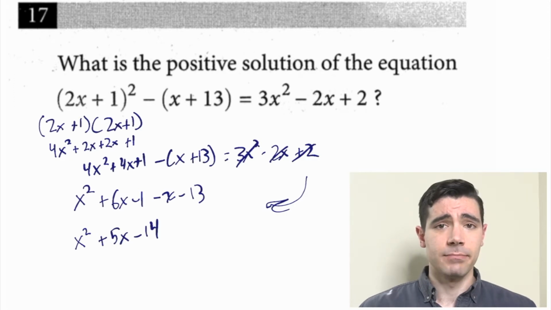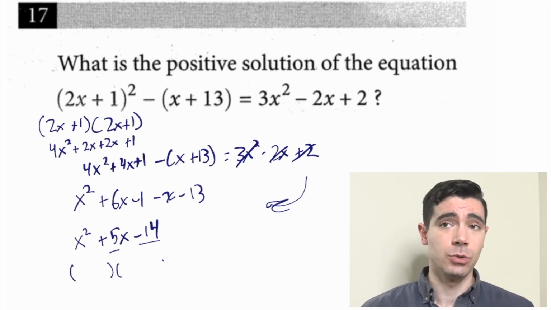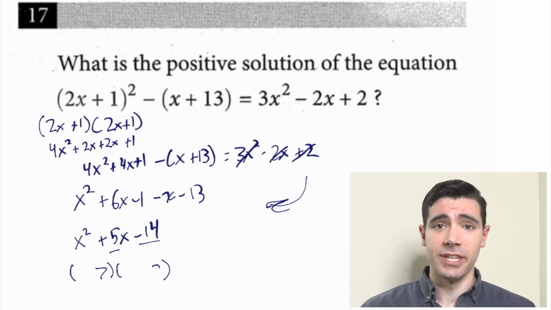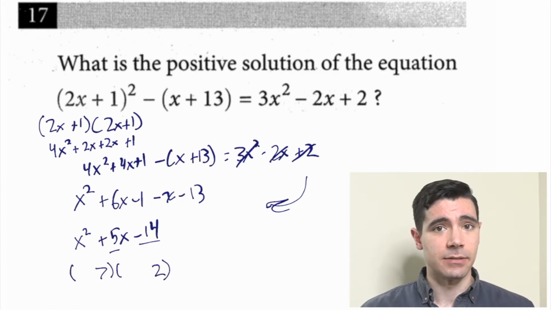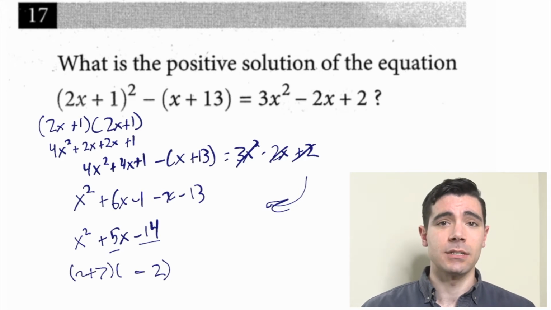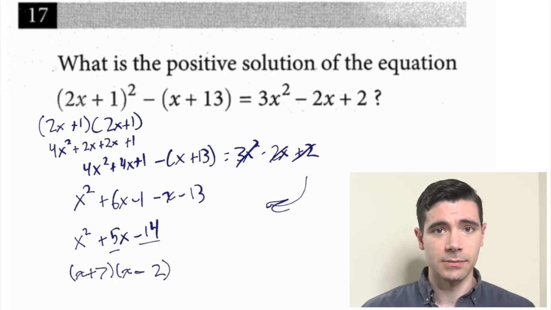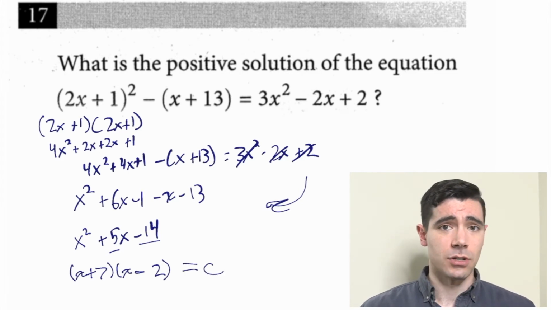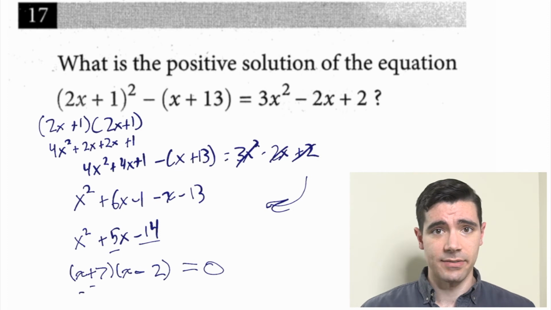And now it's factoring time. We're looking for two numbers that multiply to equal negative 14 and add up to equal positive 5. Well, 14 doesn't really have a ton of factors. 7 and 2 come to mind. And if they're going to multiply to equal negative 14 but add up to be positive, then the 7 should be positive and the 2 should be negative. So I have x minus 2 times x plus 7. And again, the right side of the equation equals 0. So the solutions to the equation are when x equals 2 and when x equals negative 7.